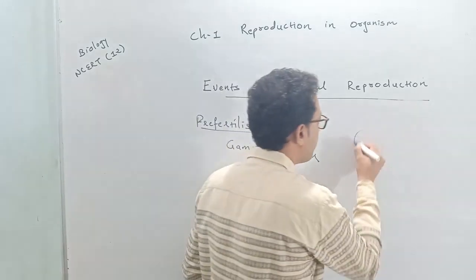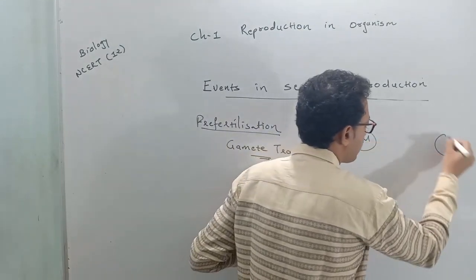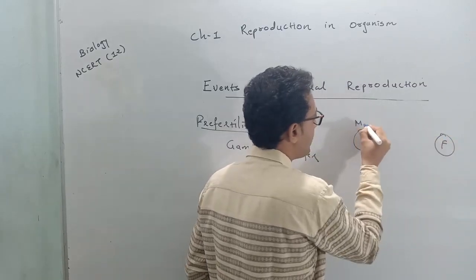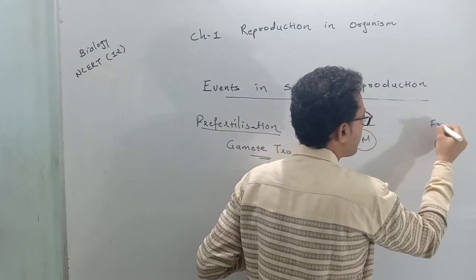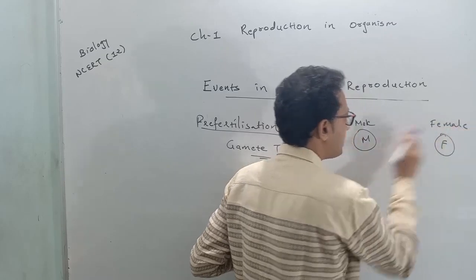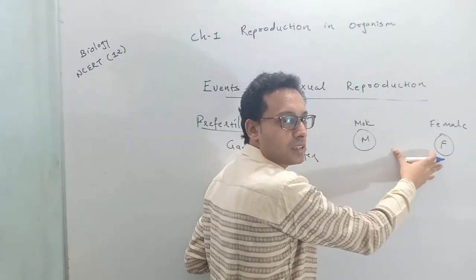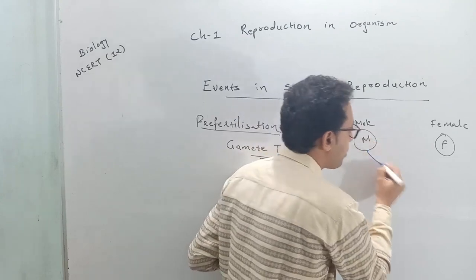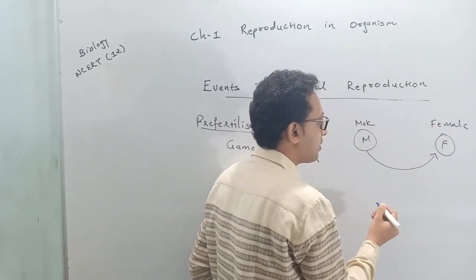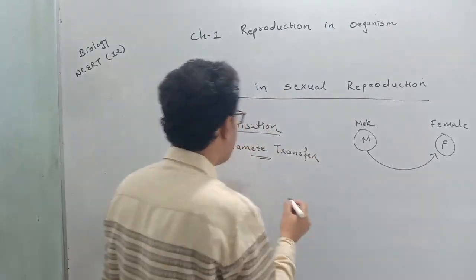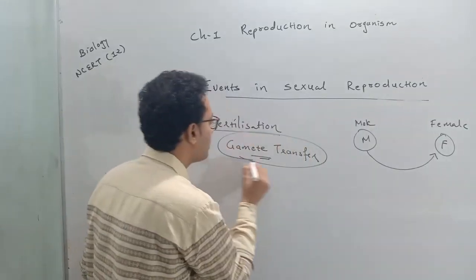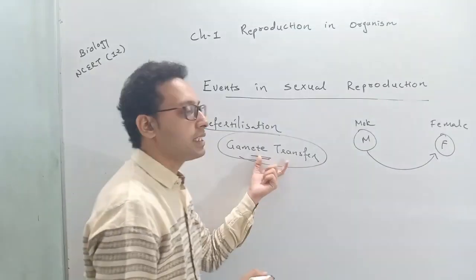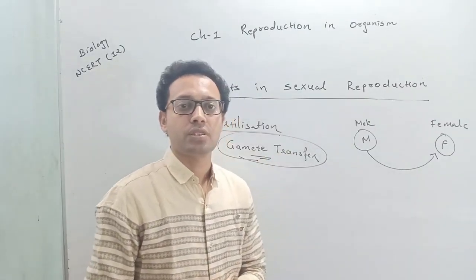Suppose this is a male gamete and this is a female gamete. The male gamete is produced by the male and the female gametes are produced by the female. These are the two different sexes. The male gamete present in the male has to be brought in contact with the female gamete, and for that it needs a transfer. This process is called the gamete transfer process.